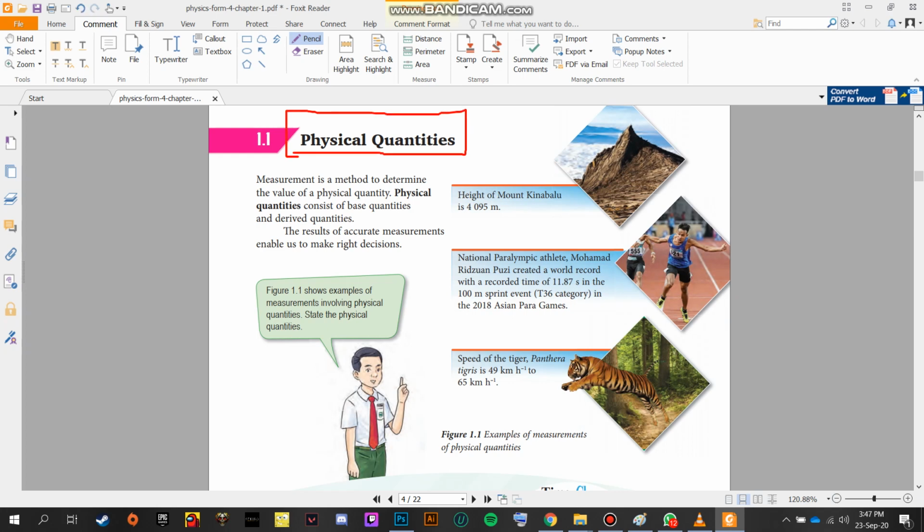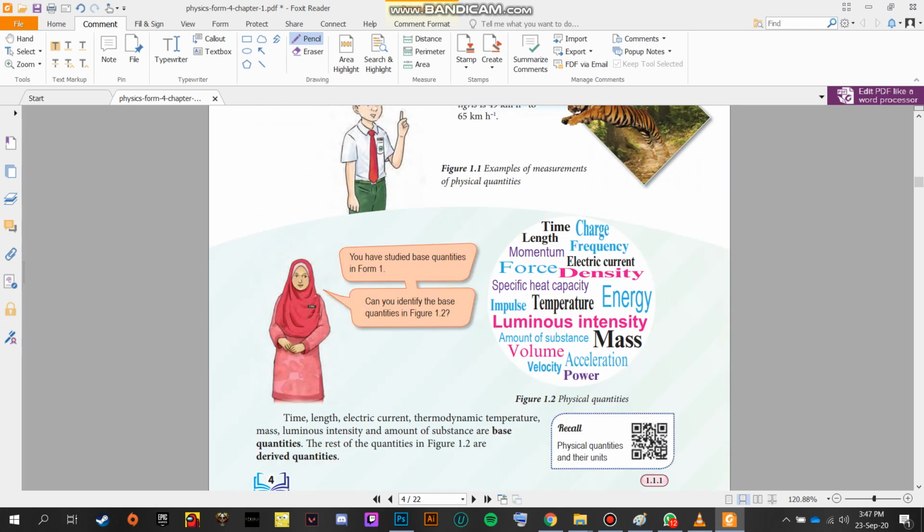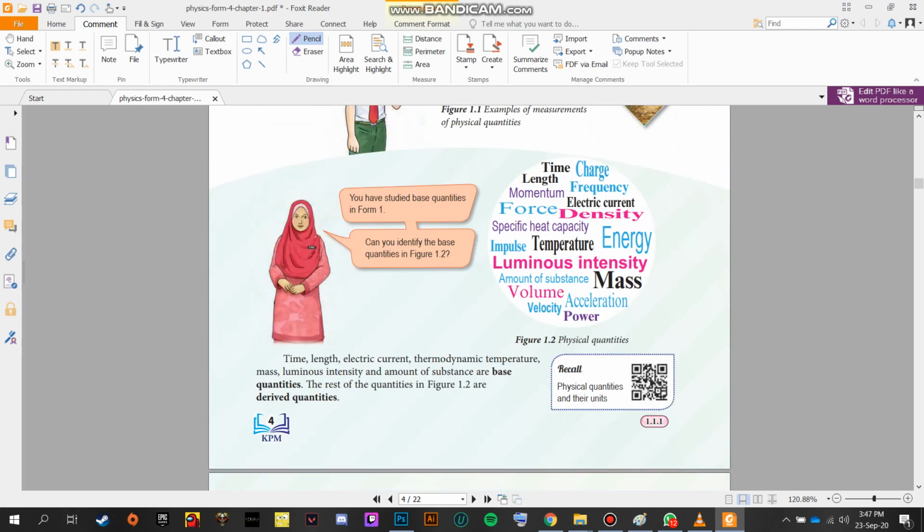Now, the measurement is a method to determine the value of the physical quantity, and physical quantities consist of two, which is base quantities and derived quantities. Here, see, base quantities, base, and also derived. We'll touch more on both of them later on, but that is all what you have to remember.